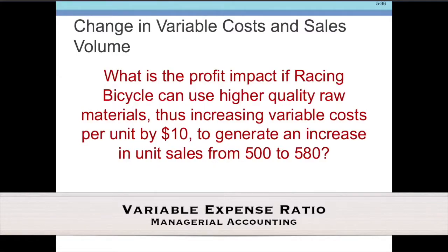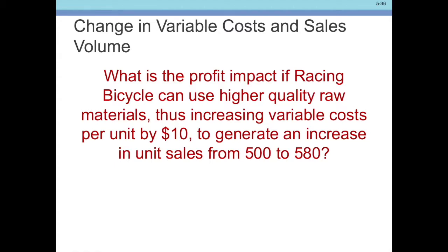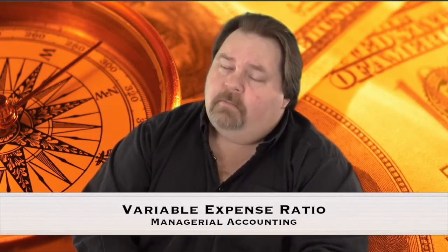So what is the profit impact if Racing Bicycle can use higher quality raw materials, thus increasing variable costs by $10 a unit, to generate an increase in unit sales from 500 to 580? So, of course, we know contribution margin at $200 a bike, 80 bikes, that's $16,000. That sounds pretty good for $10 per unit increase. Now, we're already spending $300 per unit in variable costs. So 300 to 310, oh, this starts to sound pretty good. But let's do the math.